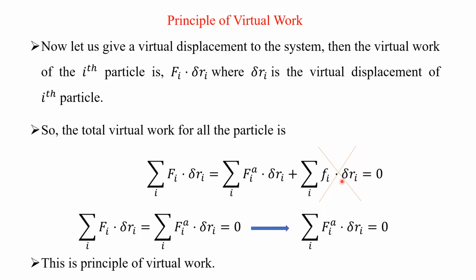Just now we have seen that. So we can cancel out the second term, which is equal to 0. That means summation over i Fi dot delta Ri is equal to summation over i Fi^a dot delta Ri, which is equal to 0 because the second term goes away. So it can be simply written as summation over i Fi^a dot delta Ri is equal to 0, where Fi^a is the applied force. This is the principle of virtual work.